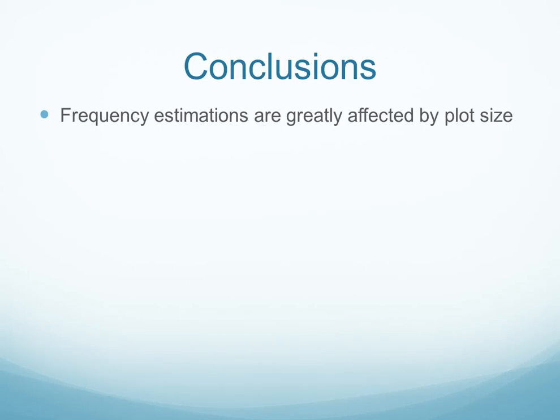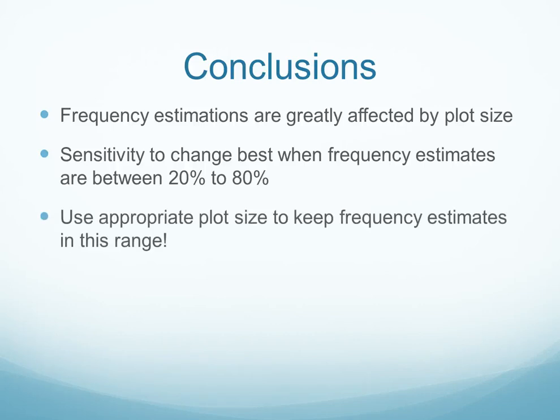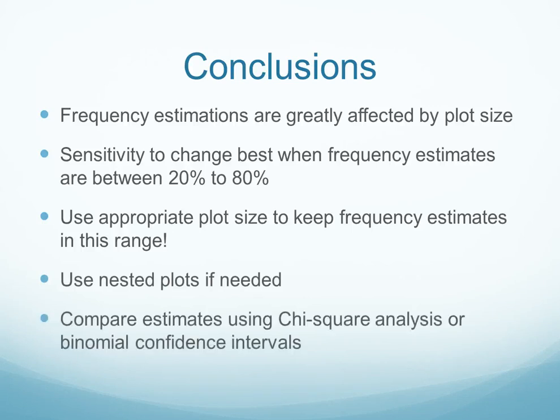So to conclude, frequency estimates are greatly affected by plot size, and the sensitivity to change in the vegetation is best when the frequency estimates are between 20 to 80%. We need to use the appropriate plot size to keep frequency estimates in this range, and if necessary, we will use nested plots in order to do that. We then compare our estimates of frequency using chi-squared analysis or binomial confidence intervals.